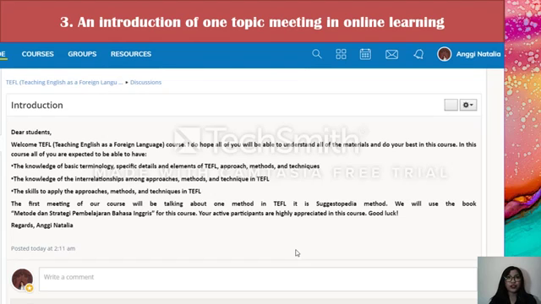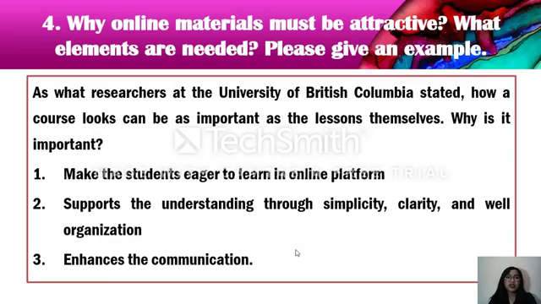And let's move to question 4. It is about why online materials must be attractive, what elements are needed, and examples. As researchers at the University of British Columbia stated, how a course looks can be as important as the lessons themselves. That is why online materials should be attractive: first, to make the students eager to learn on the online platform; second, to support understanding through simplicity, clarity, and good organization; and third, attractive online materials enhance communication among the students and teachers in the online learning course.